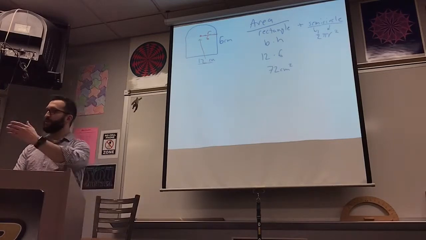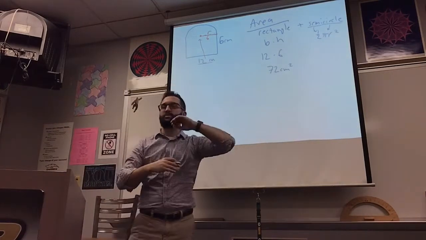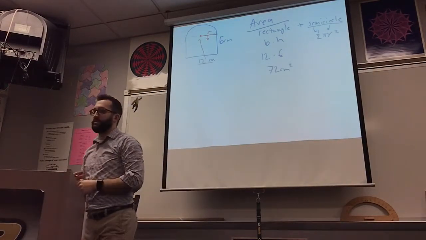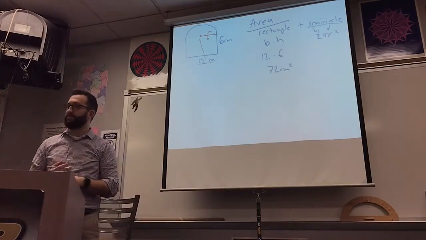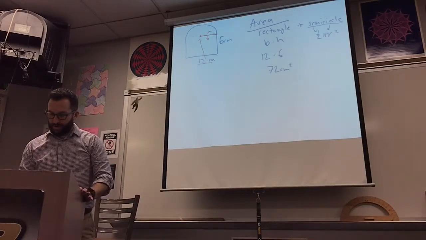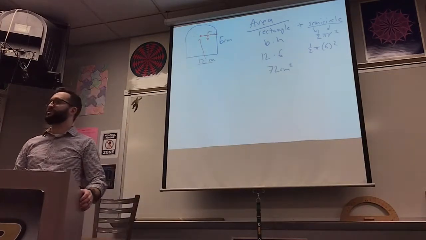Because in a rectangle, we know opposite sides are congruent. So that means if the base of that rectangle is 12, that means that the top of that rectangle is 12, which is the base of that circle. We know then the radius is half of that. So that means when I plug in 1/2 pi 6 squared, please use order of operations.